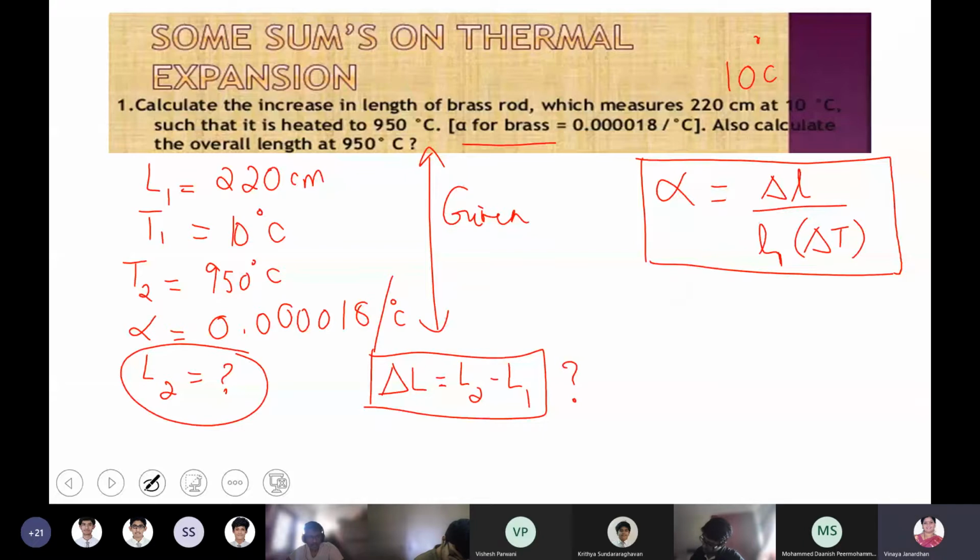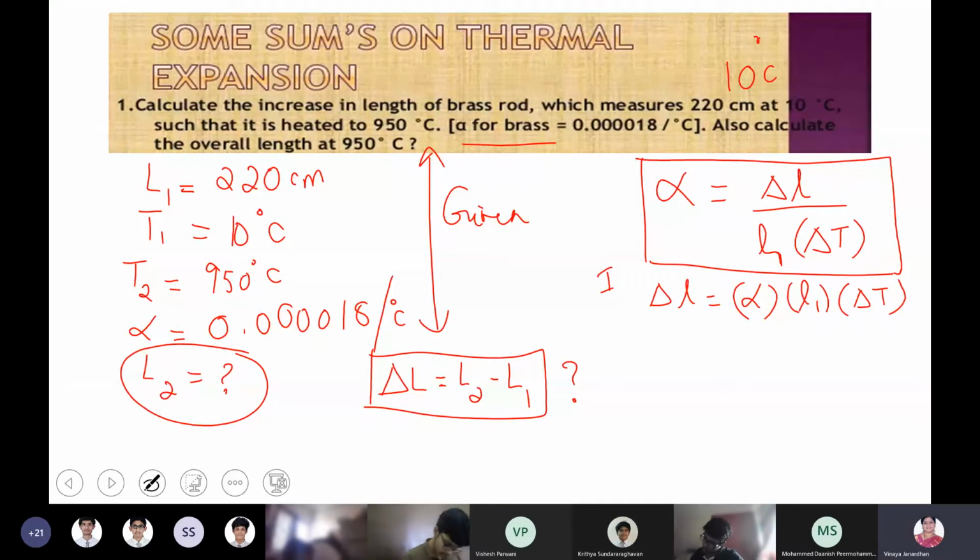So first find delta L. The first step is delta L. There is no need to find L2, right? Because they are just asking the increase in length. That is delta L, right? We just need to calculate delta L. So in that case, delta L equals alpha into L1 into delta T.